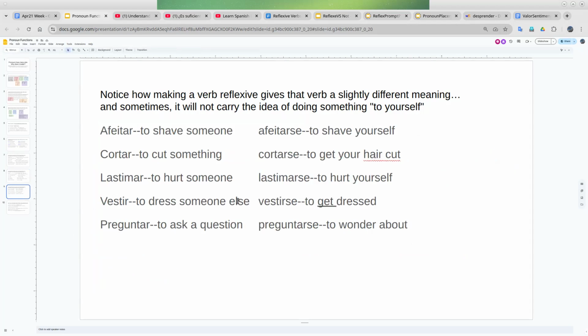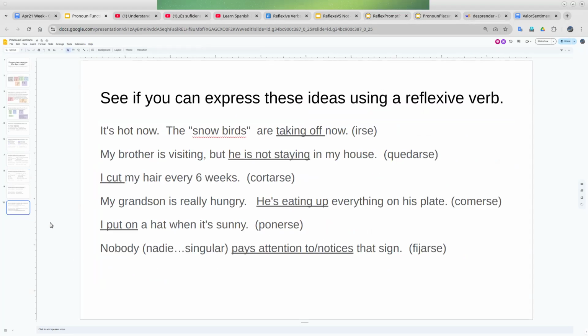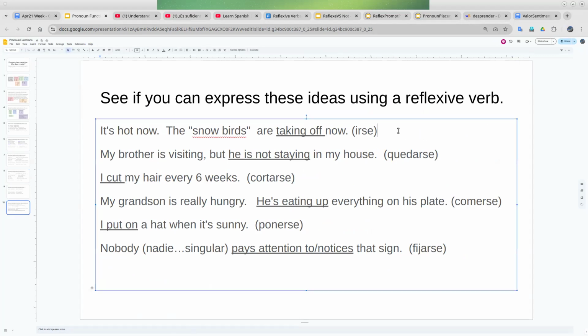Bien. And then we've got this last list that I gave you of afeitarse, cortarse, lastimarse, to hurt yourself, right? Vestirse, to get dressed, preguntarse, to wonder about. So, okay, let's see if we can build some ideas with this.